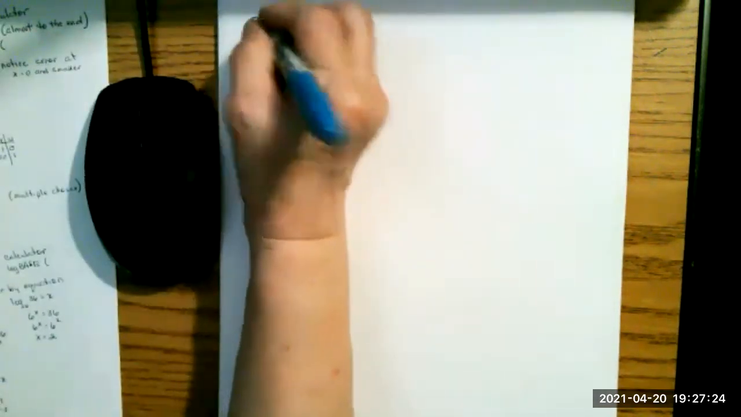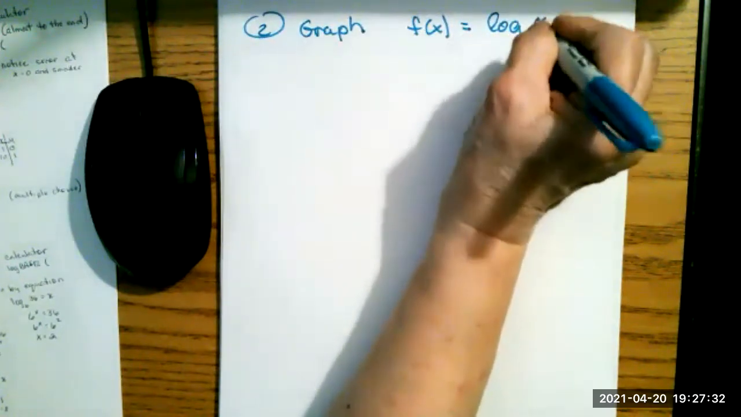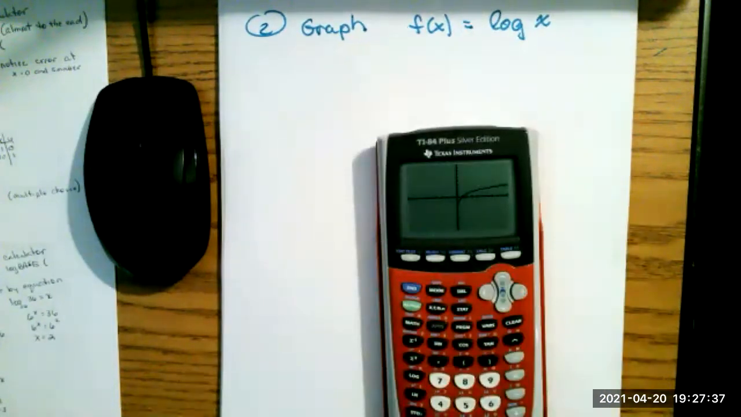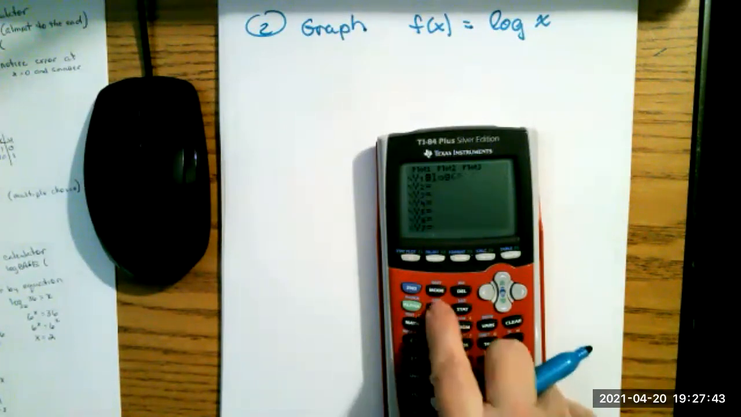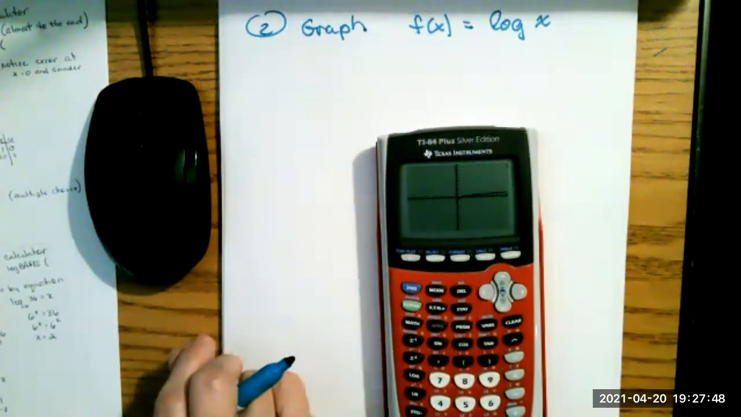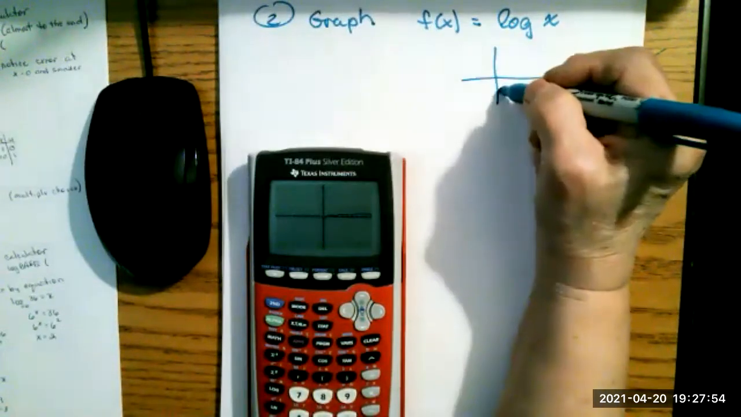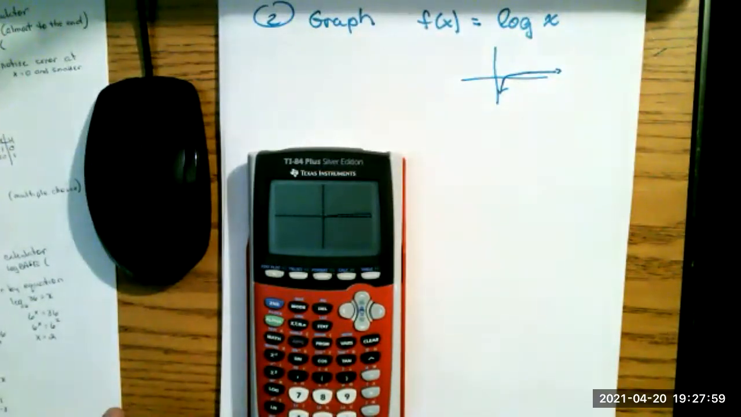Okay, let's look at number 2. Number 2 says graph, and these are multiple choice graphs. f of x equals log x. Well, this one's so easy, you don't mess with the base one. I would just do y equals, clear out the other one, put log, and then put x and close your parentheses. See what it's doing? It's still going through there, but it's a real skinny graph. Still going through the 1, 0 point.